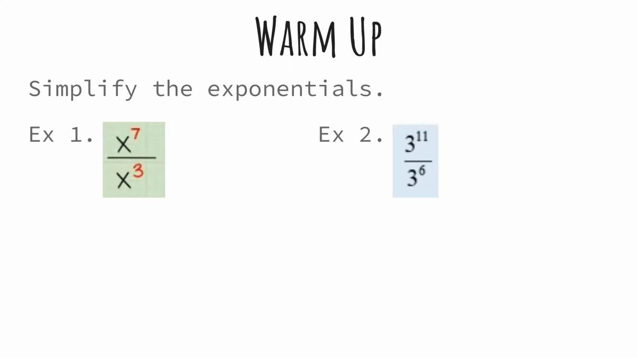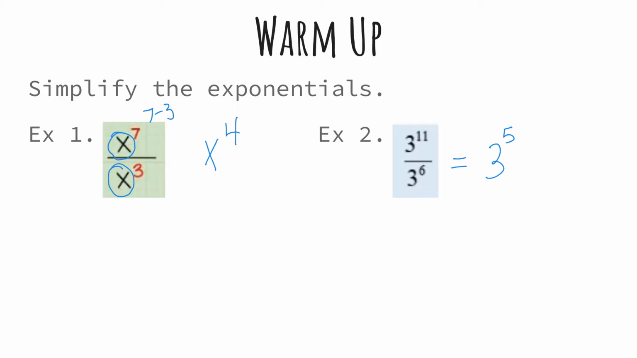So briefly, let's review some properties of exponents that you're going to need to use in this video. Simplify those exponentials. Pause the video and press play when you're ready to check it. No matter if you have a variable for your base or a number for your base, anytime you're dividing exponentially, you keep your base, but you subtract those exponents. So 7 minus 3 is equal to 4. Therefore, if we keep our base x, our answer is going to be x to the fourth.